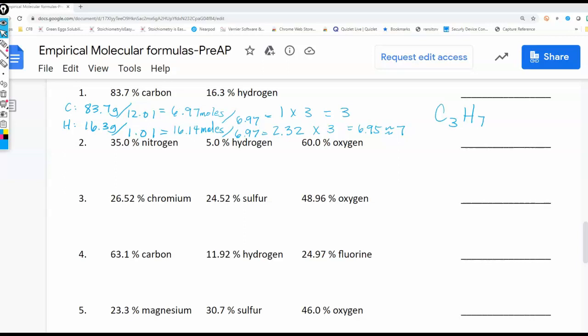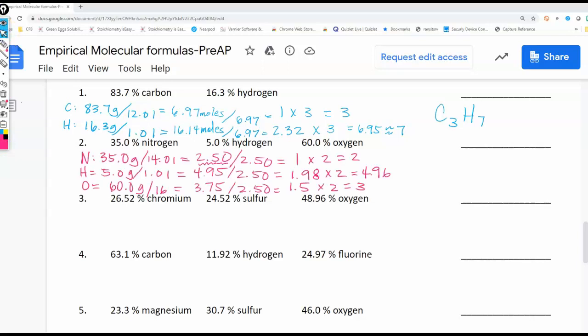So this next step is the step where I divide by the smallest number of moles, which gave me a subscript of 1 and a subscript of 2.32, which was too much to round down for. So I'm going to multiply both of these by the factor of 3, giving me C3H7 for my possible outcome for my empirical formula. All right, I'm going to repeat this same set of steps for the nitrogen, hydrogen, and oxygen next.